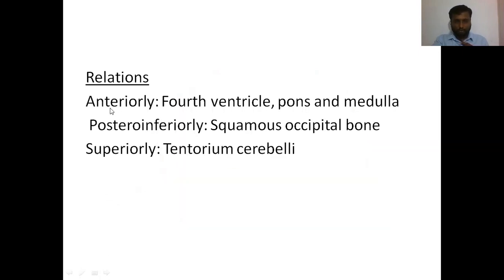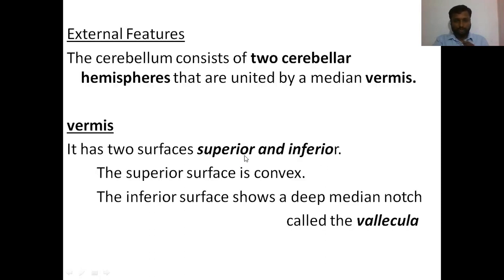So that's all about the relations. Anteriorly, mainly the pons and medulla, and in between them a space, the fourth ventricle. Posteriorly, the occipital bone. Superiorly, the tentorium cerebelli. Why is it known as tentorium? It is a tent-shaped fold of dura mater. The ventricle is also a tent-shaped cavity. Those are the important relations of the cerebellum.